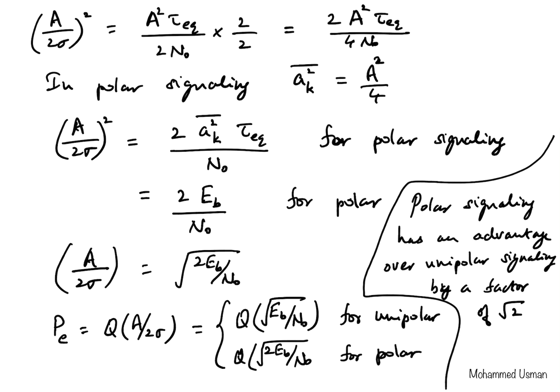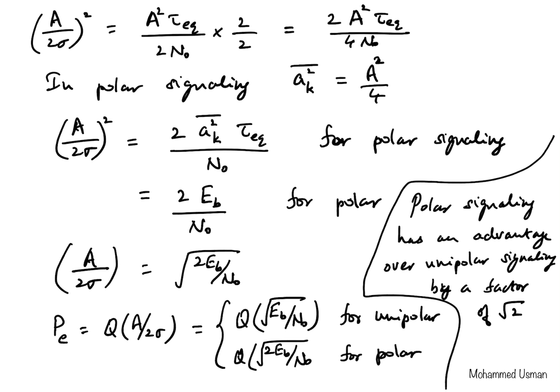And one last thing that we are going to cover today is the relationship between A by 2 sigma and the signal to noise ratio itself. We're not going to prove it, but rather just make the statement and give the expression, because later on we'll be using that expression in solving some numerical problems.